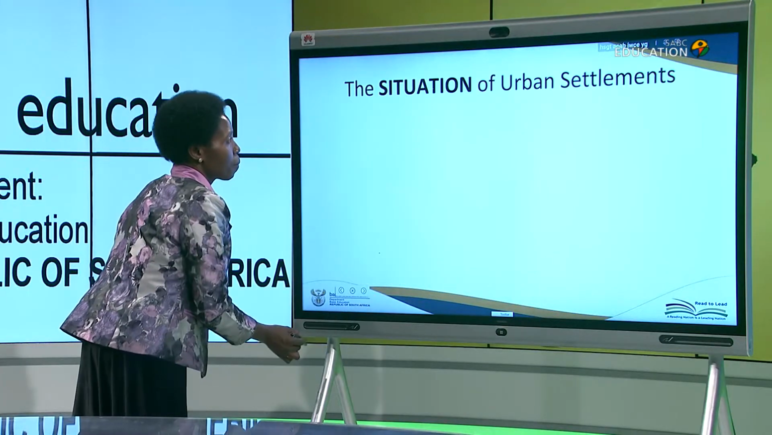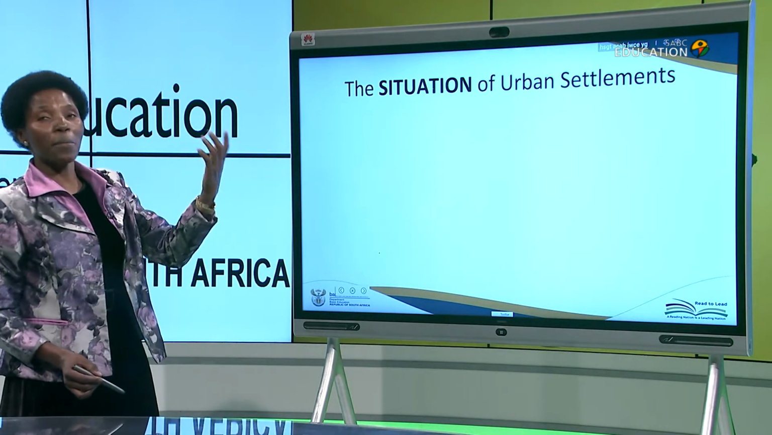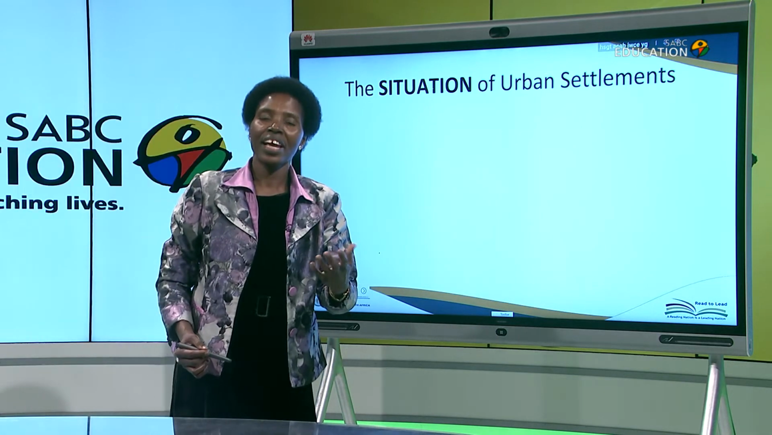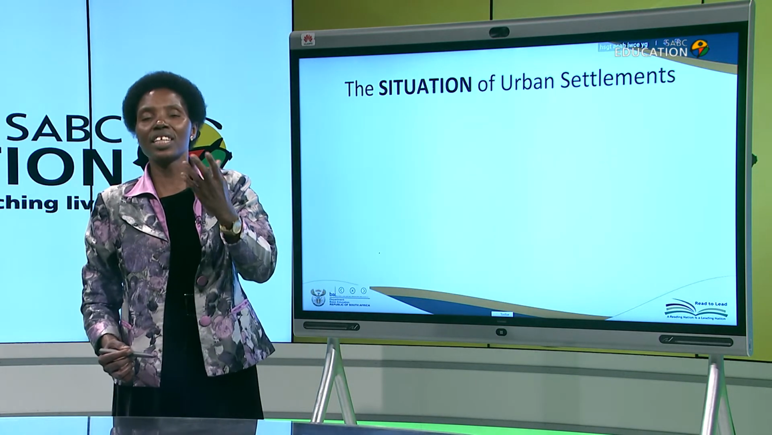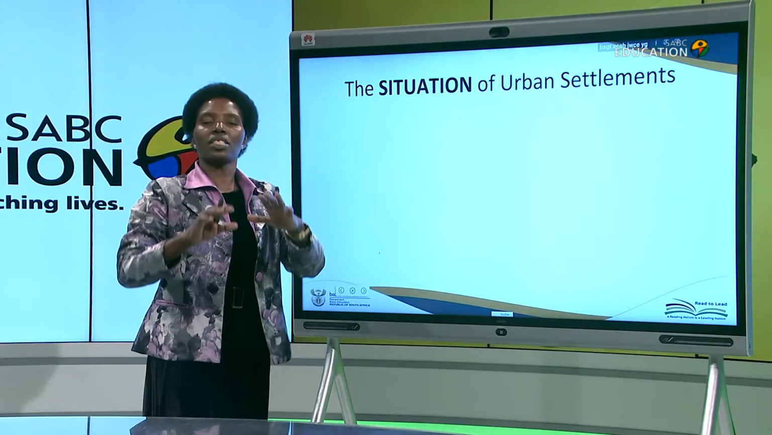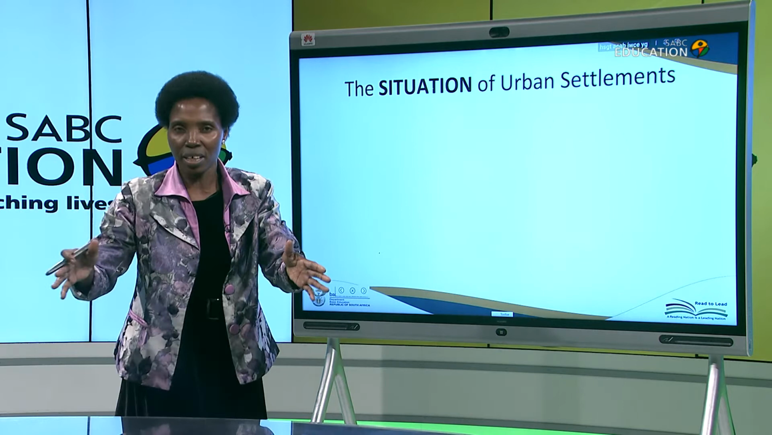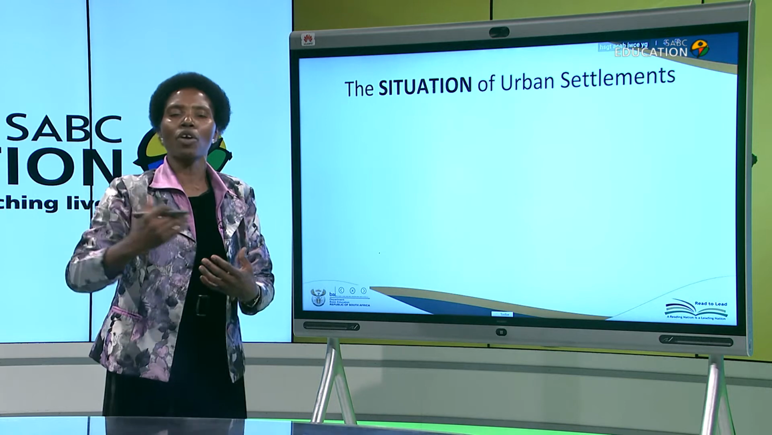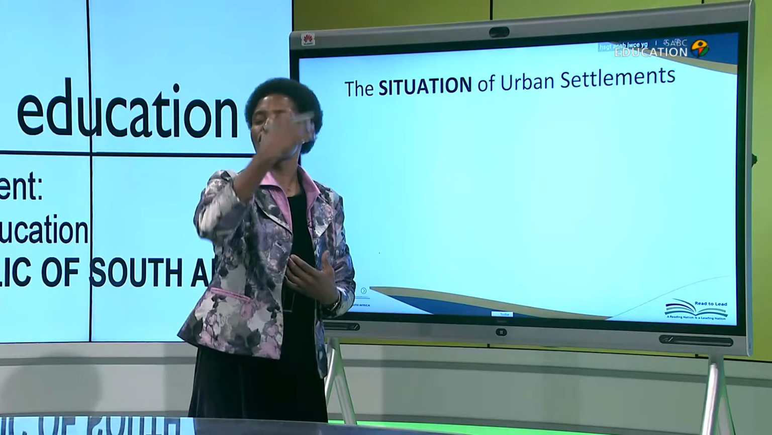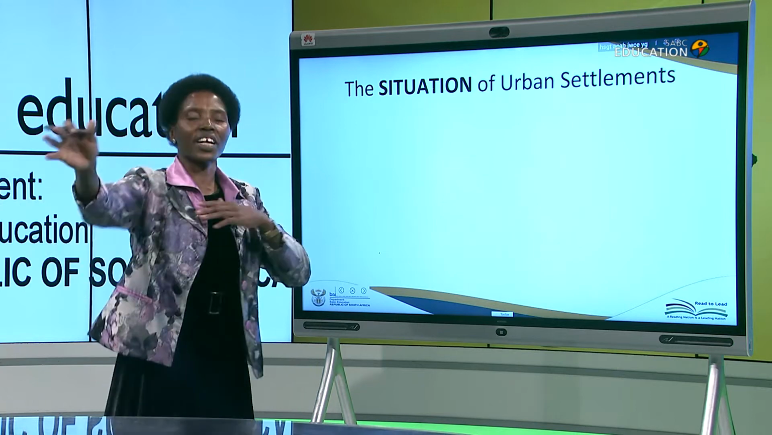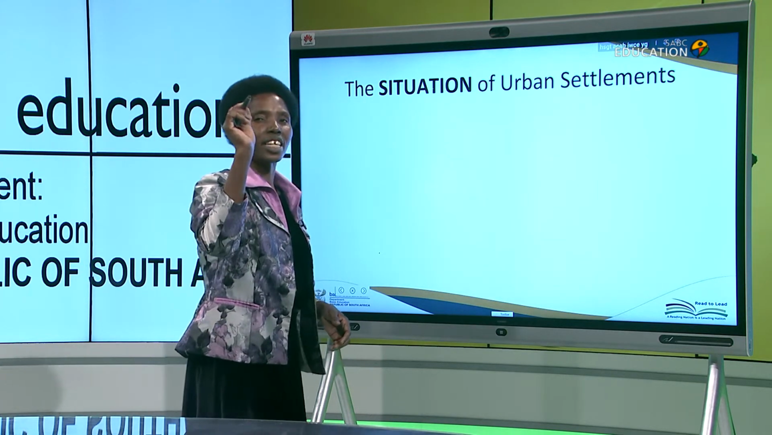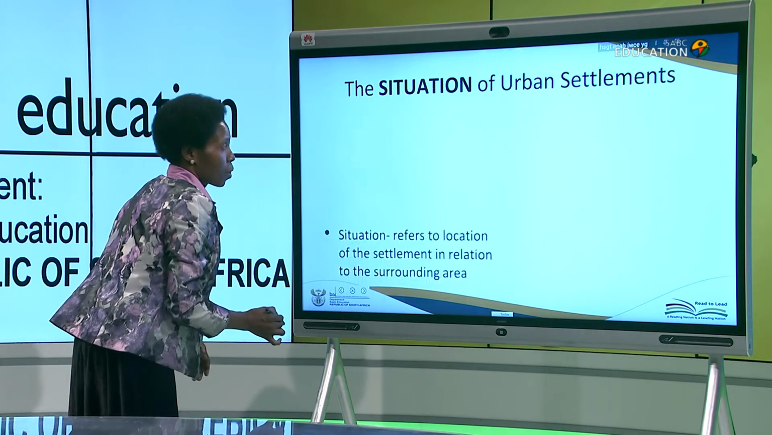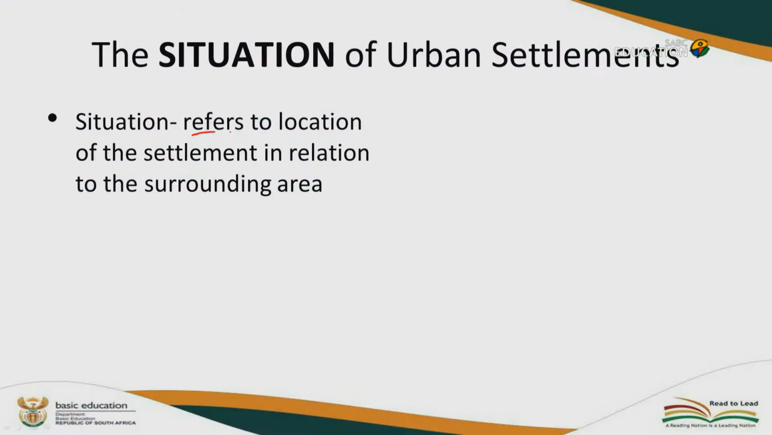Okay, let us look at the situation of urban settlement. When we look at situation, it's not the same as site. When we look at situation, it means this place is already there, it's existing. So people check the advantage. Are we going to be able to trade easily? Are we going to be able to access a market or other places in different directions? So when we define a situation, this is how we define it. Okay, we say it refers to the location of the settlement in relation to the surroundings.